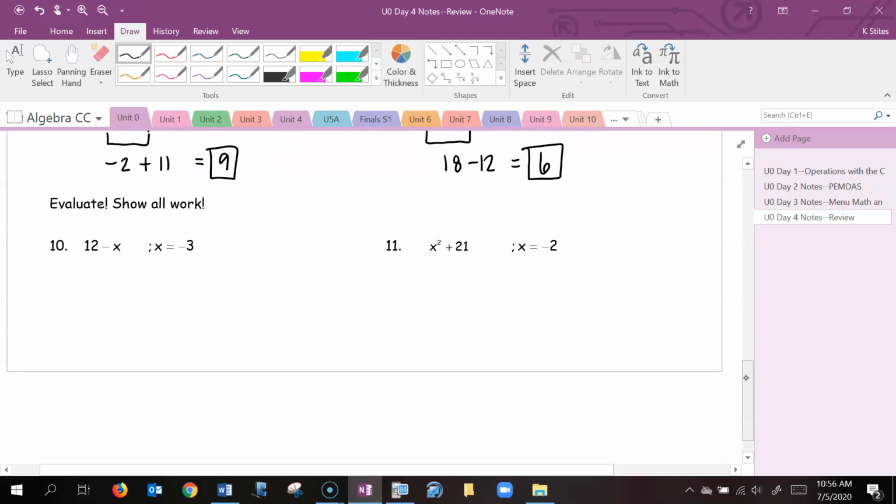All right, our last two we're going to evaluate. So you're going to take this -3 for x, and we're going to substitute it in place. And my reminder from yesterday was make sure that when you substitute that number in, you put parentheses. And then if you want to use your calculator, you can. 12 minus -3, that's a plus, plus, is 15.